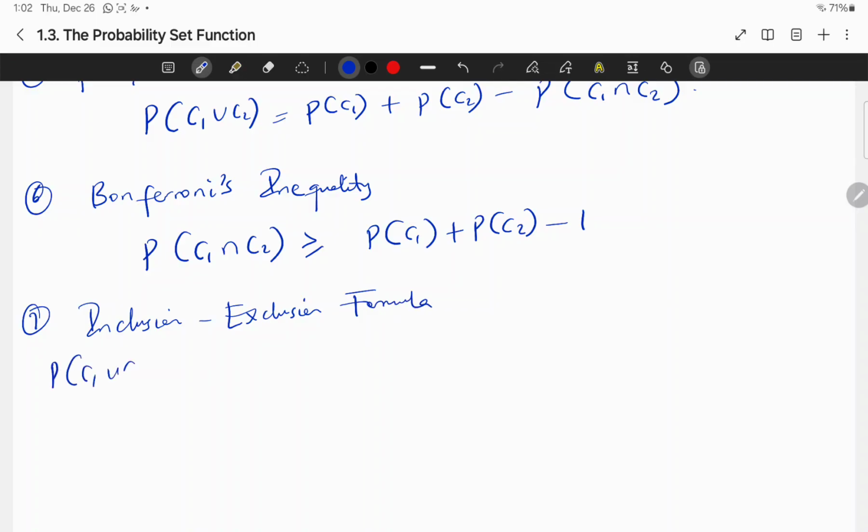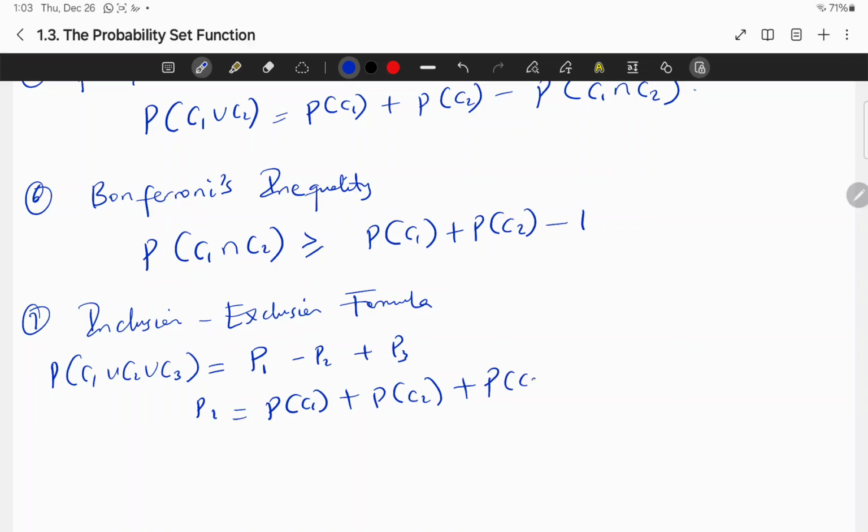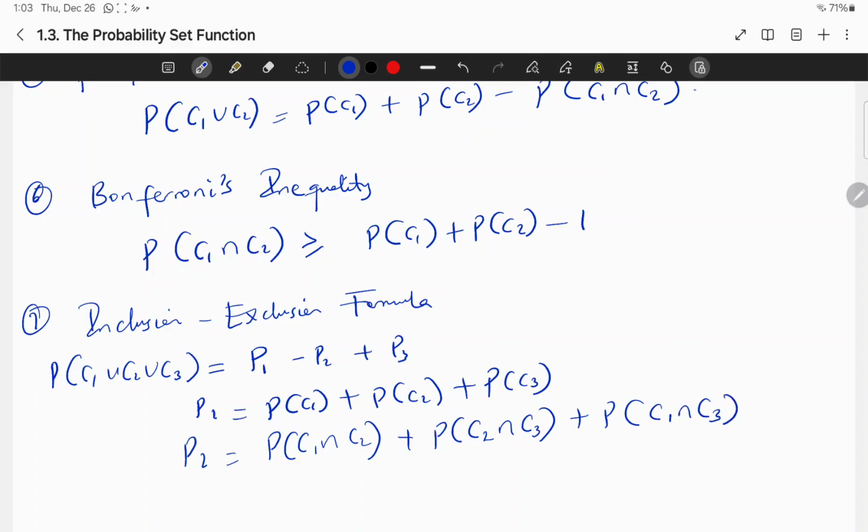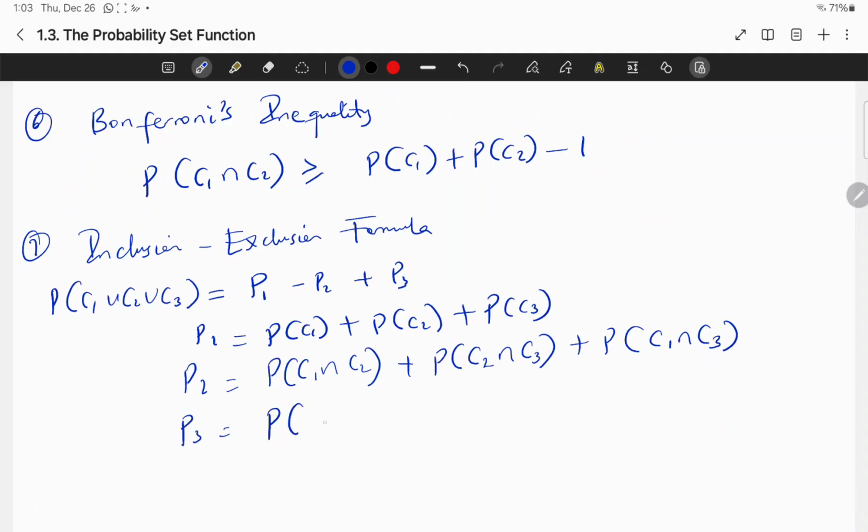So the probability of C1 union C2 union C3 is equal to P1 minus P2 plus P3, where P1 is equal to the probability of C1 plus the probability of C2 plus the probability of C3, and P2 equals the probability of C1 intersect C2 plus the probability of C2 intersect C3 plus the probability of C1 intersect C3, and then P3 equals the probability of C1 intersect C2 intersect C3.